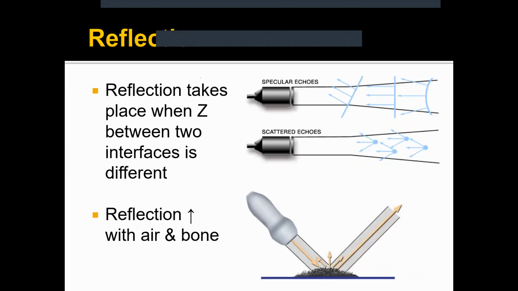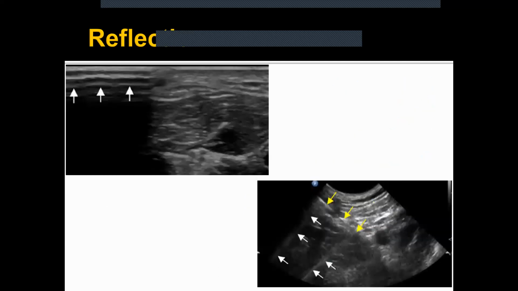Now, the next factor is reflection, which, like we said, a wave travels in, bounces off. Now, you can have your echoes across a surface, like in this one, or it can scatter, like we mentioned before. And so this is what reflection looks like.